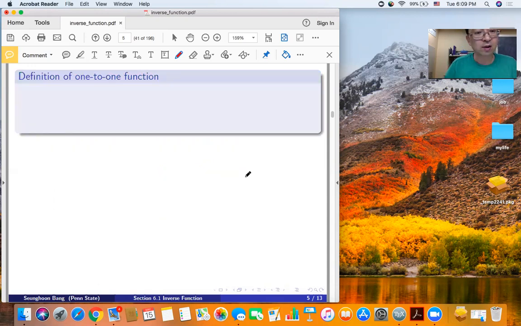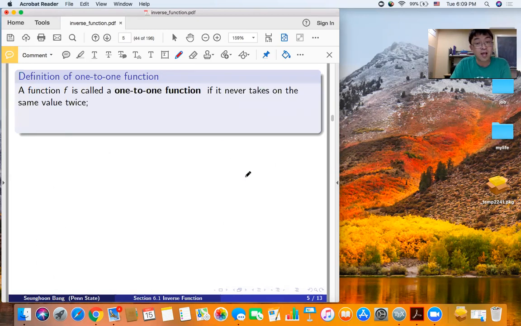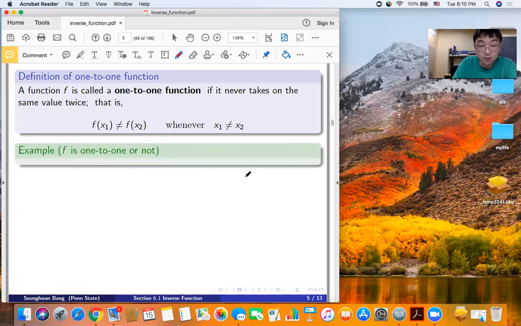Okay, good. Next, I'm going to talk about one more important concept, the one-to-one function. A function f is called a one-to-one function if it never takes on the same value twice. That is, f of x1 is not equal to f of x2 whenever x1 is not equal to x2. This is the definition.